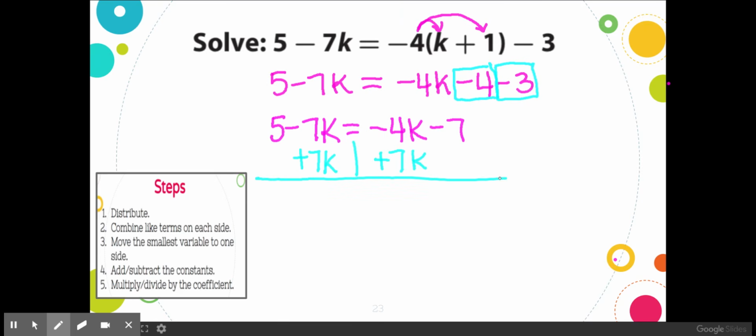Okay, so I'm going to add 7k to both sides. Let's go ahead and see what happens with everything else. First of all, we bring down the 5.